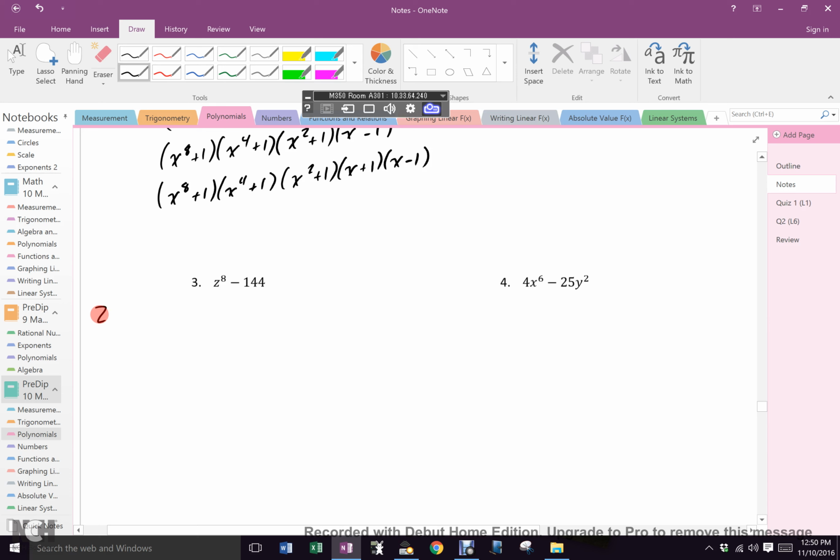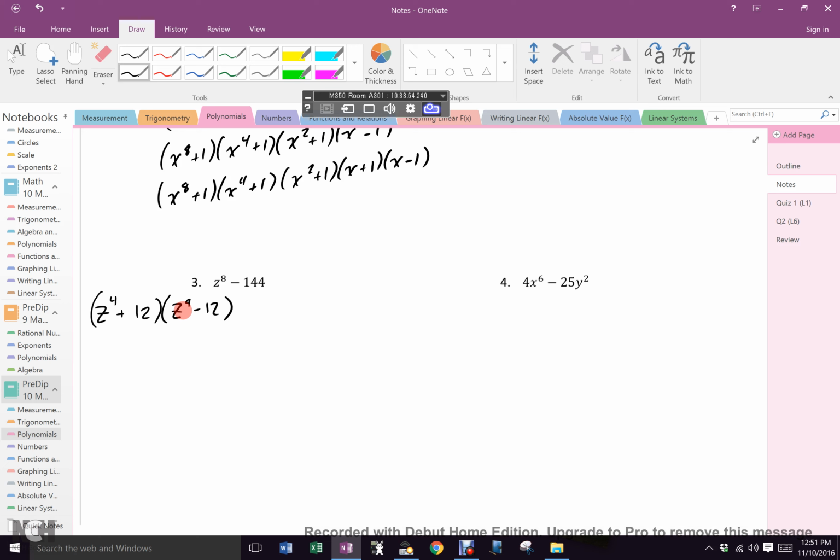What's my first one? Z to the 4 plus 12, Z to the 4 minus 12. Some of you are going to tell me I can keep going. Can I? Yes. Why? This 4 is even. It's minus. Is it a difference of squares? Is 12 a square? No, so I'm done. Cool?